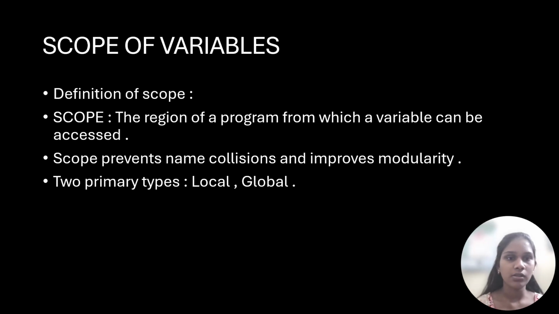Scope of variables. Definition of scope. The region of a program from which a variable can be accessed is known as scope. Scope prevents name collisions and improves modularity. There are two primary types: local scope and global scope.